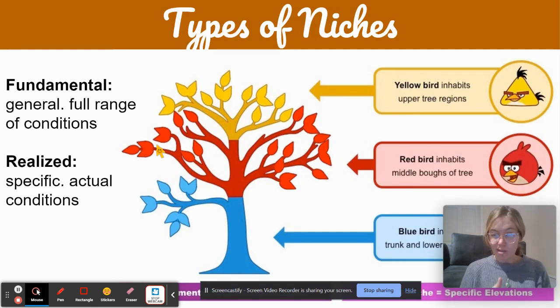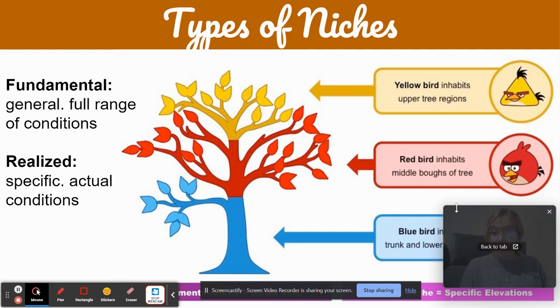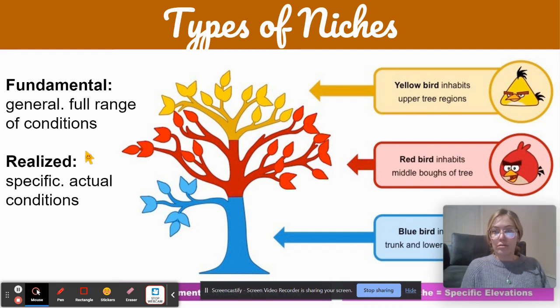Okay, so back to what I was talking about with the niches and on that second page there. On the second page, it is asking you to distinguish between fundamental niche and realized niche. So fundamental niche is general, right? So we're going to use Angry Birds here. When we're talking about Angry Birds, we can say they are birds. They live in a tree, right? So that is a general niche. That is what we call its fundamental niche, the full range of conditions, right? We're saying this is in general where an Angry Bird would be.